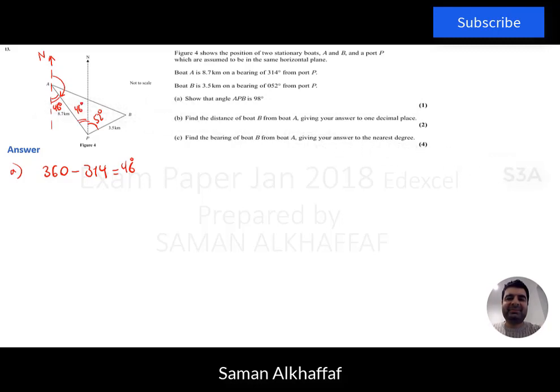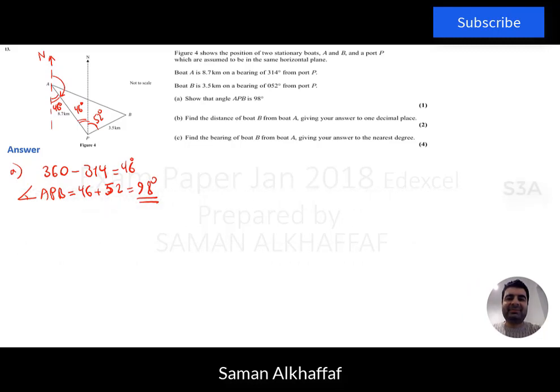And now for us to find the angle ABP, we would have 46 degrees plus 52, and that will give us 98 degrees. And this will be our answer for part A.